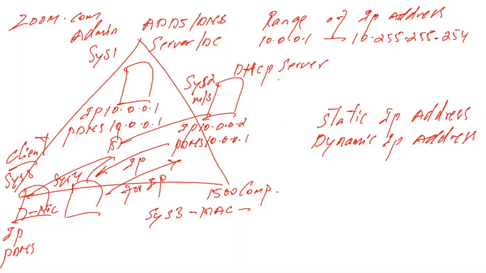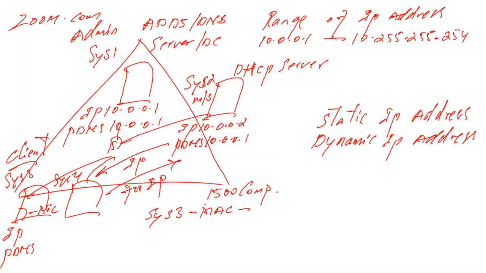So we have the DHCP service with a range of IP addresses. Now the client, my system 3, is requesting a dynamic IP from the DHCP server. The DHCP server takes the system name and the MAC address, and then checks the range. In the range, whichever is the first free IP available, the DHCP server will assign that IP address to my system 3, to my client computer.